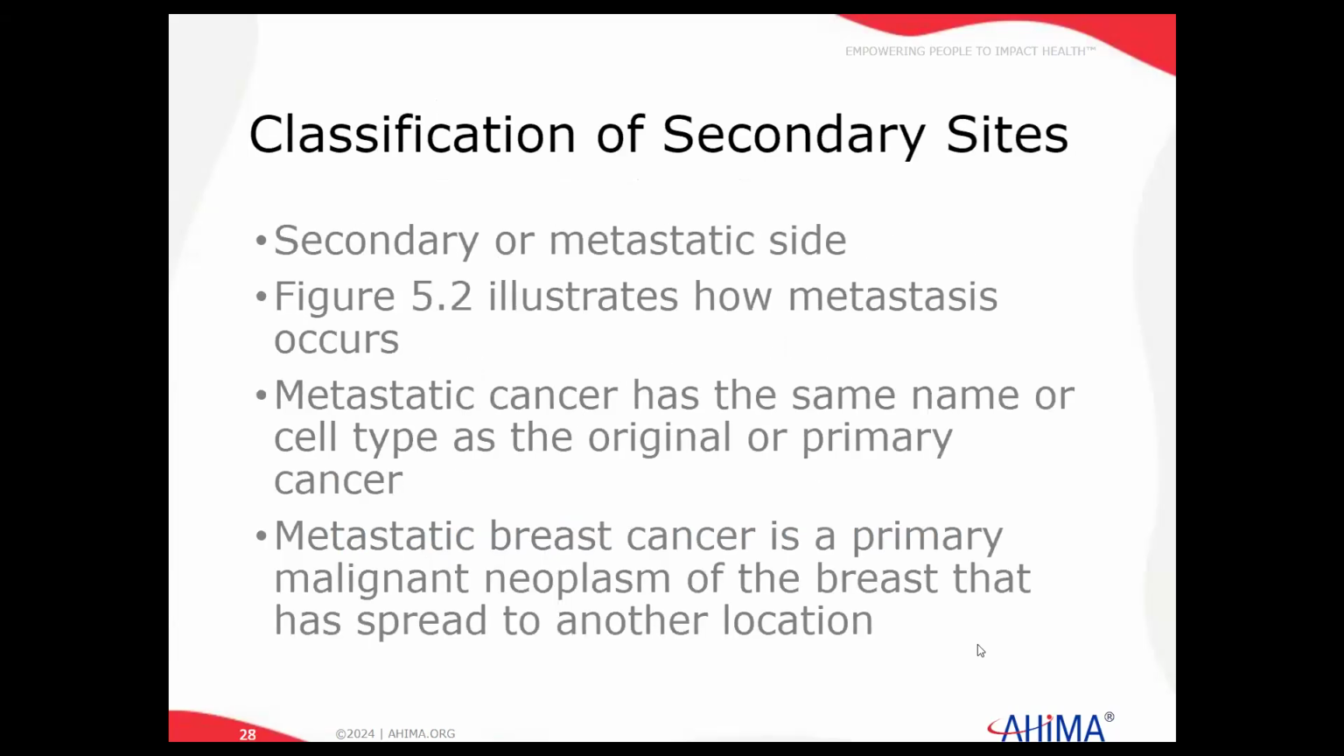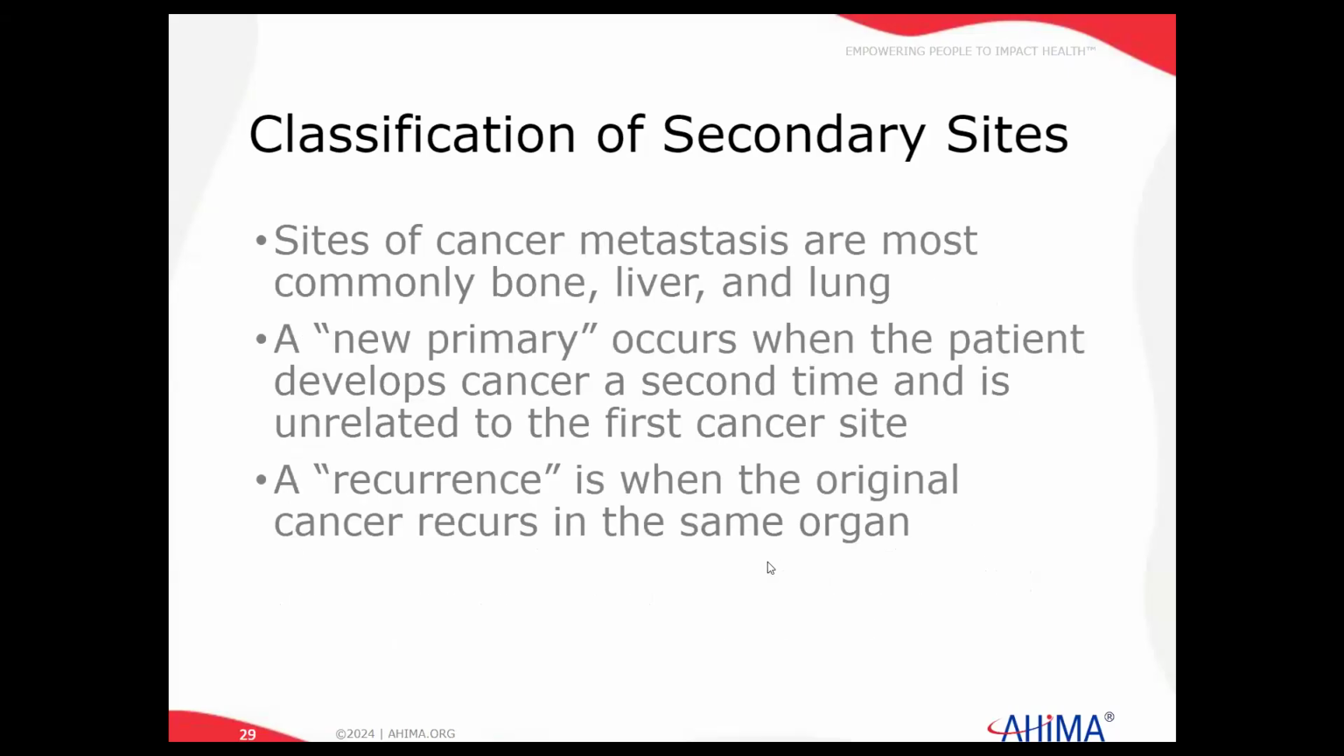We talked a little about secondary sites, but figure 5.2 illustrates how these metastases occur. And you see some of these in textbooks about how the cancer will grow from outside of the primary site into the lymph nodes, into the bloodstream, and then spread. So a common thing with breast cancer is we can have breast cancer that metastasizes to the bone, to the brain, to the lung, and so on.